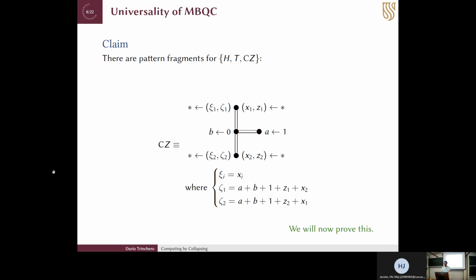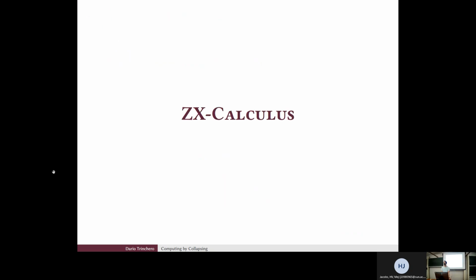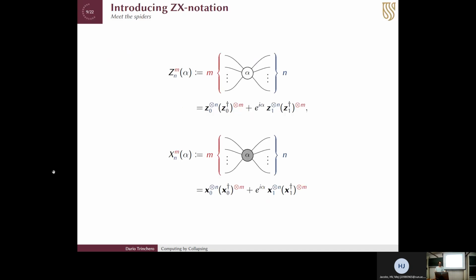But before I can prove it, I have to introduce you to ZX calculus, which is honestly one of my main motivations for this talk, because this is just truly beautiful. So, ZX calculus is two things. Firstly, it's a notation. Secondly, it's a set of rewriting rules for that notation. So the notation, first of all.